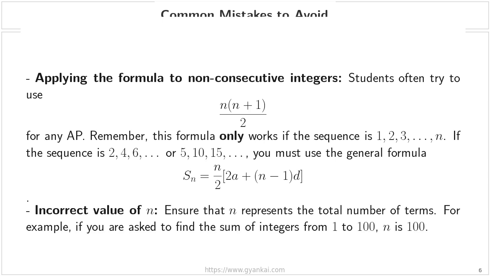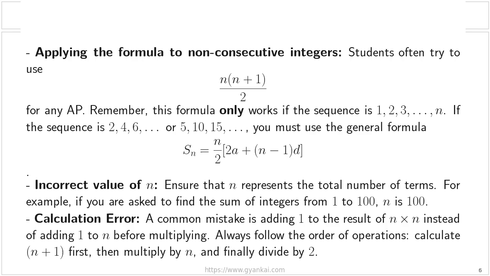Second, watch out for using the incorrect value for n. It is vital to ensure that n represents the total number of terms you are actually adding up. For instance, if a problem asks you to find the sum of integers from 1 to 100, your value for n is 100. Don't let the range confuse you. Always count the total number of terms in the sequence.